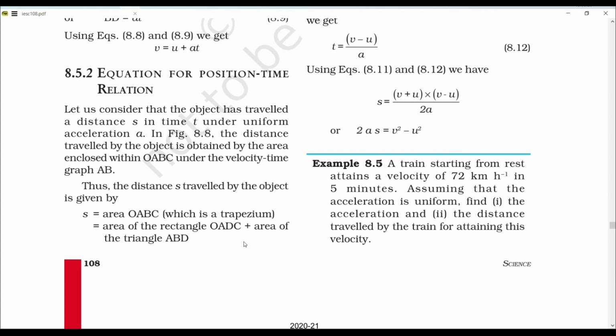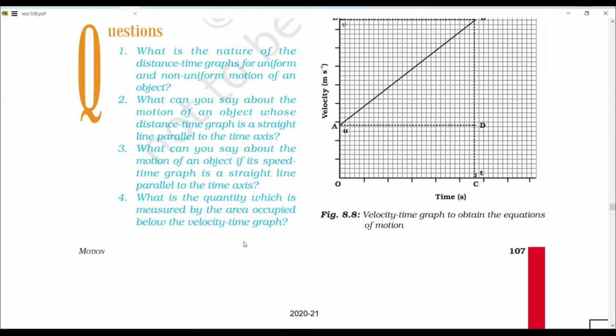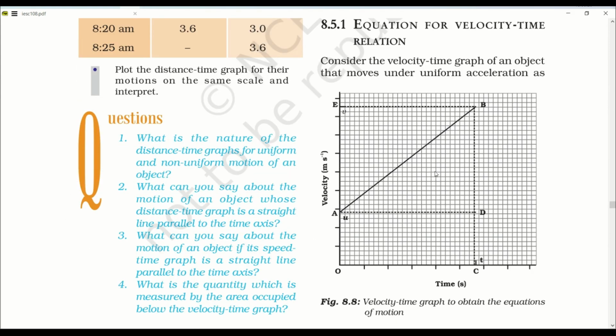So for the graph, if you want to know the position of the object, that is the displacement it has covered, you have to find the area of the enclosed part. Here in this graph, you can see there are two areas. First area is ADB, that is a triangle. Another is AOCD, that is a rectangle. If you combine both of them, it becomes a trapezium. And if you find the area of this trapezium, that will show you the position time relation.